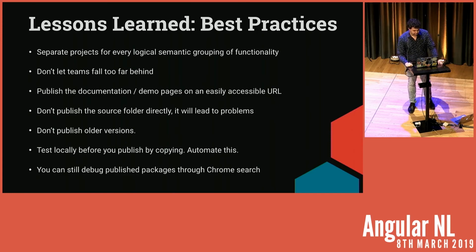To finish it up, I'd like to share a few things that we've learned, some best practices, if you will, to help you get along. Separate projects for every logical, semantic grouping of functionality. What I mean is, if your table component is also starting to contain search functionality, it might be a good idea to split them up and create a search component inside of your library as well, because who knows when you need to use search again. Might need it again. Try to keep the components small.